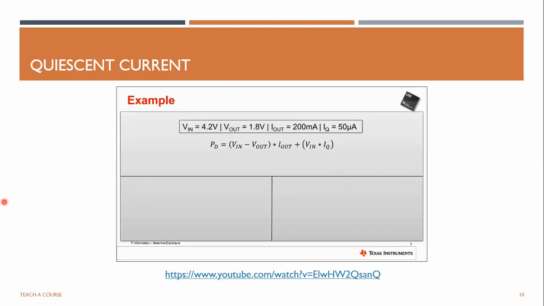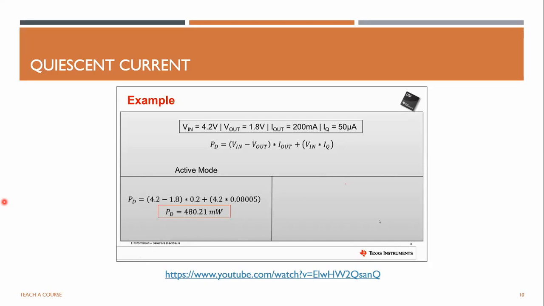Now that we have the power dissipation equation of an LDO, let's use an example to see how it may affect an application. For this example, we'll be using a 4.2 volt input from a battery that will be regulating 1.8 volt, 200 milliamps of output current, and 50 microamps of quiescent current. We plug those numbers into the equation, we get this, and a total power dissipation of 480.21 milliwatts. Now this is when the device is active.